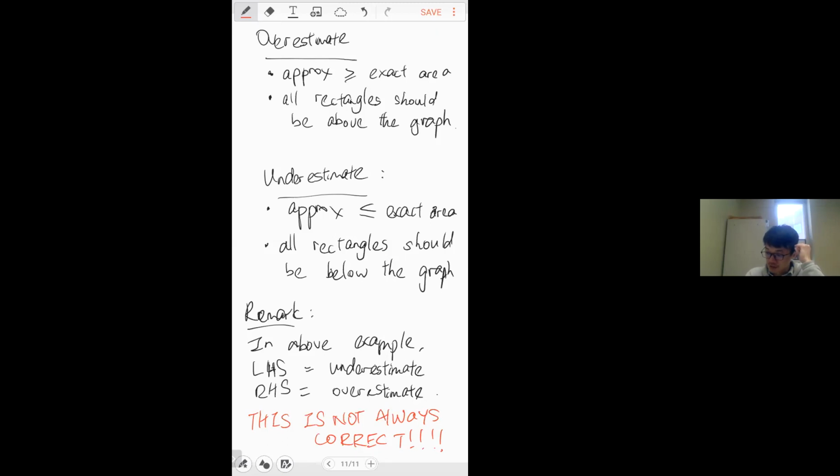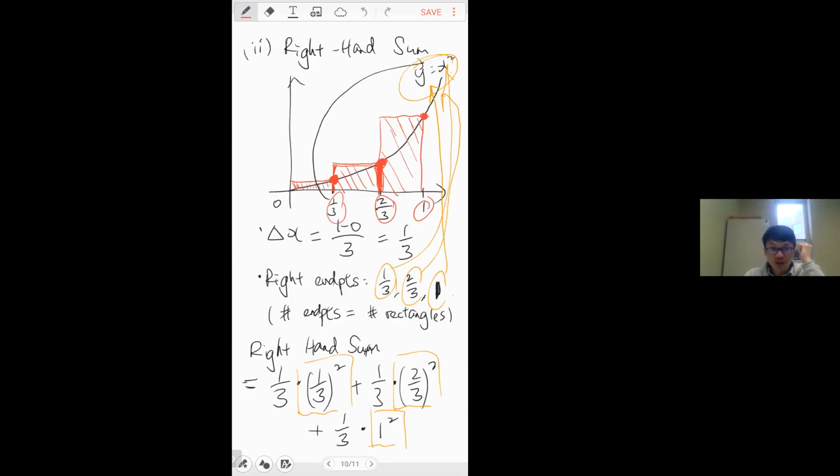Your function could look like an increasing function like this. For an increasing function, left-hand sum would be the underestimate. Right-hand sum would be the overestimate. For a decreasing function, everything is flipped. Left-hand sum would be the overestimate. Right-hand sum would be the underestimate. If it's neither increasing nor decreasing, then it's neither. You have to actually draw out the graph to look for the endpoints. Make sense?